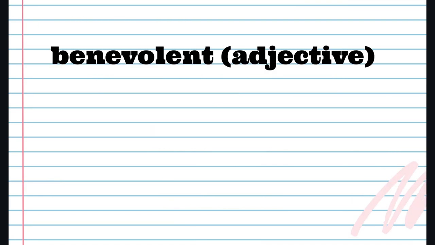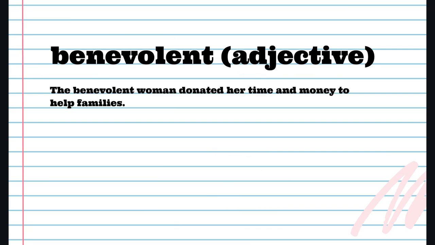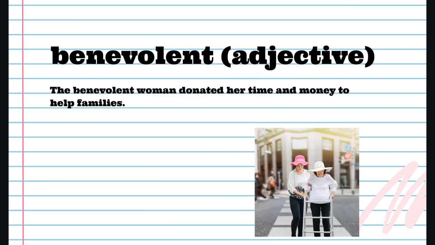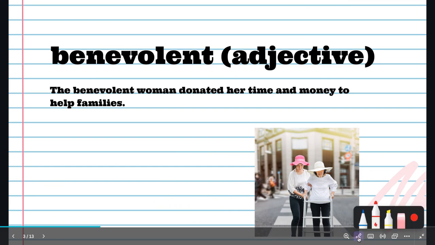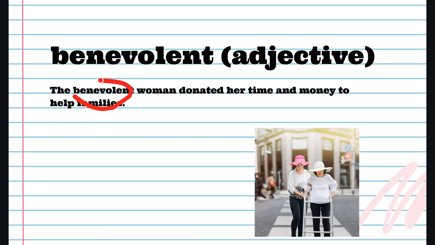So, our first word that we're going to be looking at is benevolent, which is an adjective. The benevolent woman donated her time and money to help families. So, remember, just like before, we are going to circle our word. We made a big old circle. Benevolent woman donated her time and money. That seems like a context clue to help families. So I'm going to underline my context clues. Now, looking at the picture and the sentence, make your best guess of what you think this word means. The class definition that we will be using for this word is being kind.